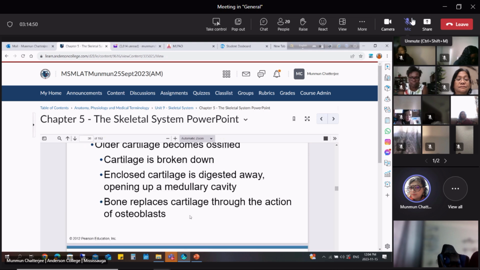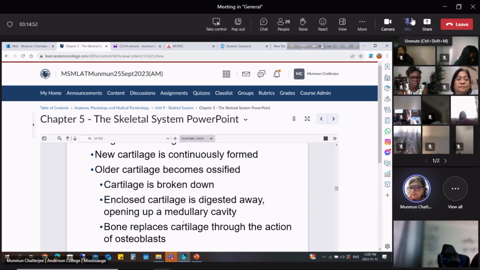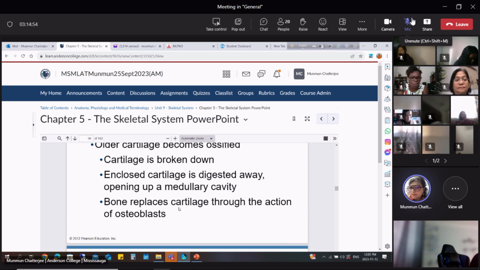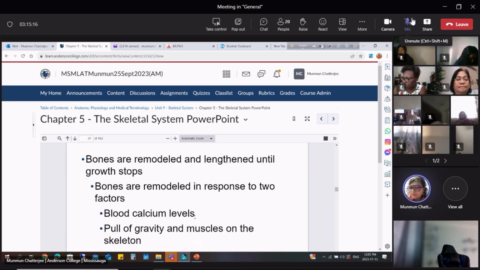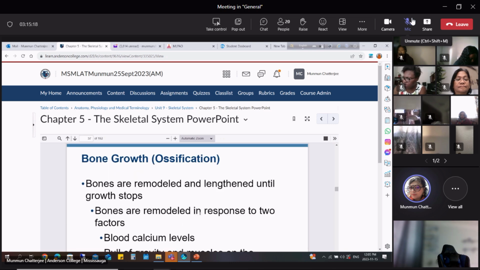So here I'm going to tell you two things. How bone replaces the cartilage, through the action of the osteoblast. Bone replaces cartilage through the action of the osteoblast. There are two types of bone cells, osteoclast and osteoblast. So bone replacement takes place through the action of the osteoblast. And now we are going to go to the bone growth stage.